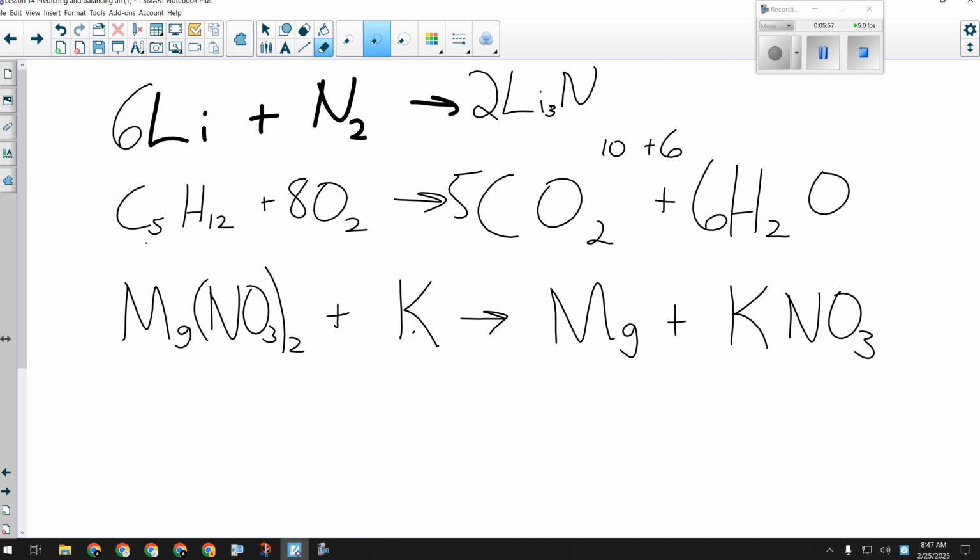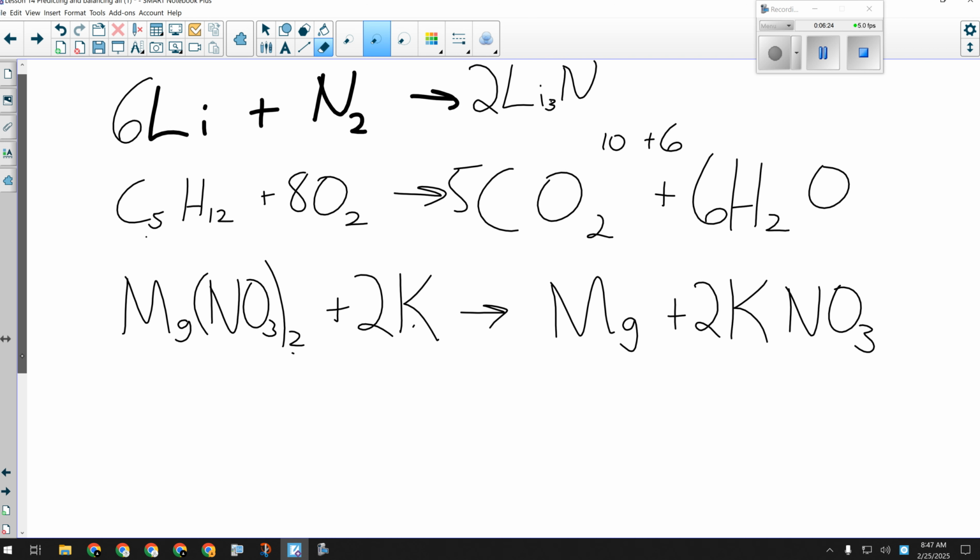So 2 is my biggest number here, right? So I need to put a 2 there, and when I do that, it gives me how many potassium? 2. So I got to put a 2 here. Is it balanced now? I think so, right? 1 magnesium, 2 potassium, 2 nitrates, 2 nitrates. We're good. What about this one?